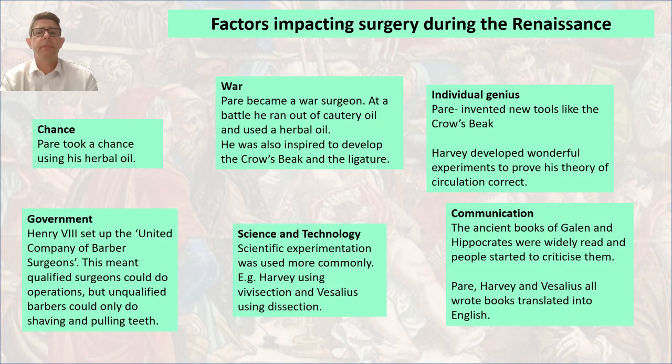So, factors impacting surgery during the Renaissance. Obviously chance. Paré took a chance with herbal oil. You could say Vesalius took a chance with the dead bodies. War: Paré had lots of ideas during war with his crow's beak, his ligature, his herbal oil. Individual genius: we talked about Paré's crow's beak, Harvey's experiments. Communication: all the books they've written. Lots of experiments like Harvey's vivisection, and government: Henry VIII setting up the Barber Surgeons Union to really push forward surgery.